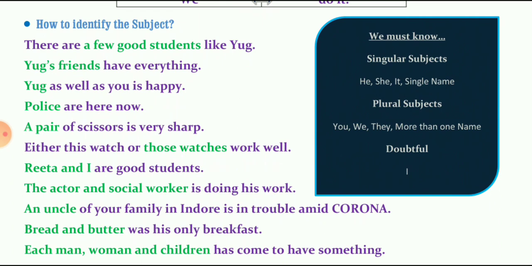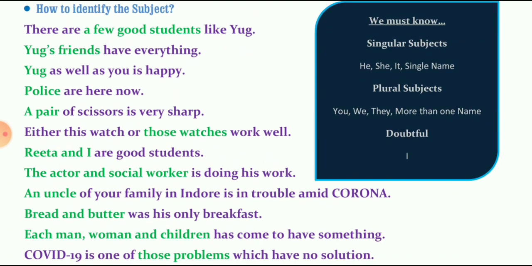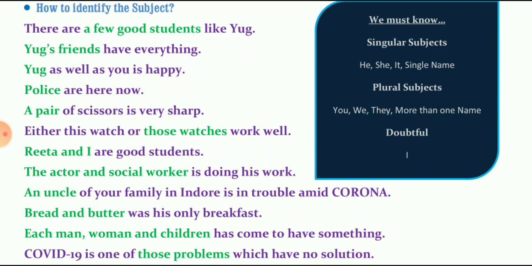Each man, woman and children. If we use each before any noun or pronoun, then we will use a singular verb or helping verb. So we have used here has. COVID-19 is one of those problems which have no solution. In this sentence, the subject is those problems. So we have used have.